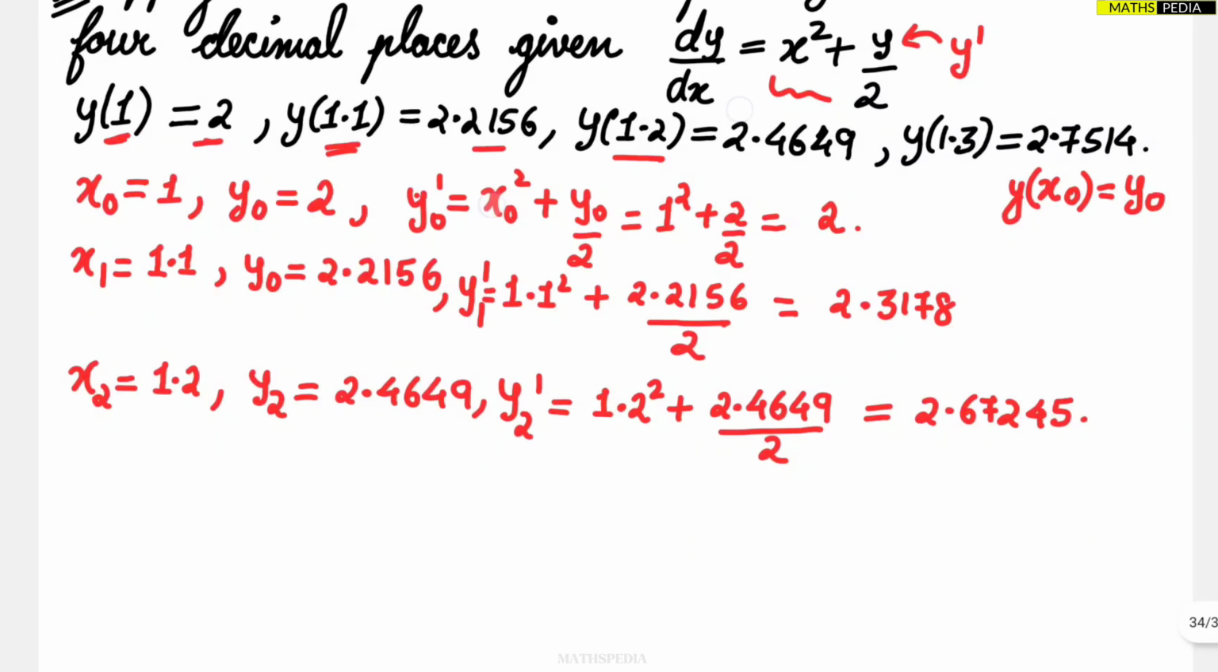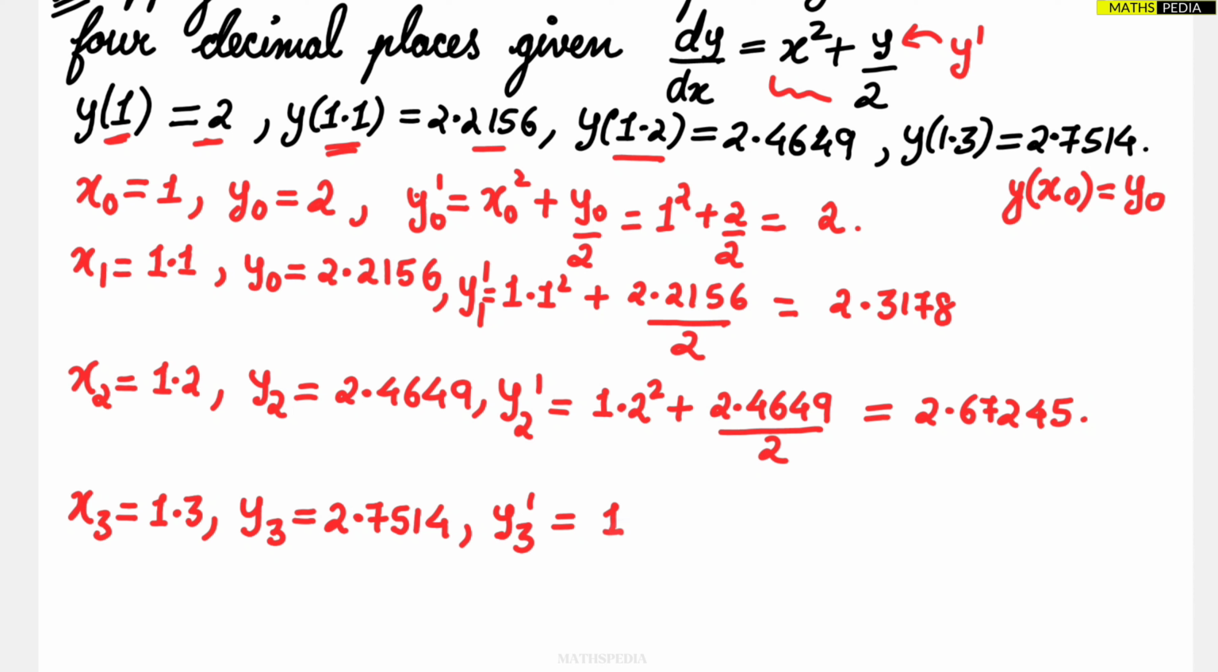Next we have to go for x3. So x3 is equal to 1.3, and the corresponding y3 value is equal to 2.7514, and y3 dash is equal to, now in place of x, 1.3 square plus 2.7514 by 2. So what value are you getting? 3.0657. Okay, that value is done.